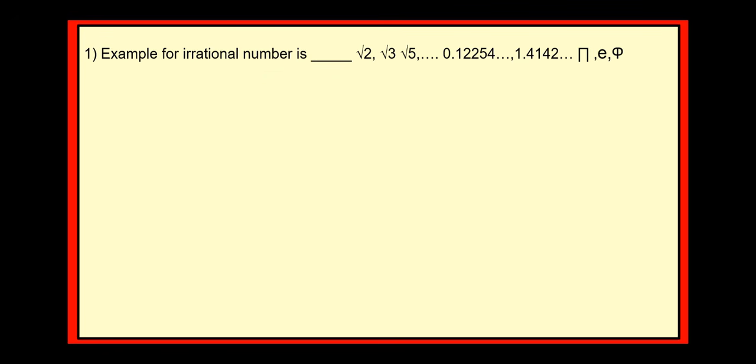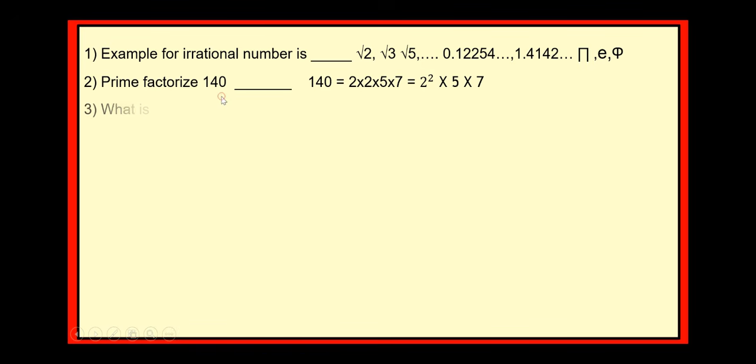Of course, if you are asked to write an example for an irrational number, it is enough if you write root 2, or it is enough if you write root 3. It is enough. Okay. Now, question number 2. Prime factorize 140. You can write 140 as 2 into 2 into 5 into 7, that is 2 square into 5 into 7. Prime factorization of 140.